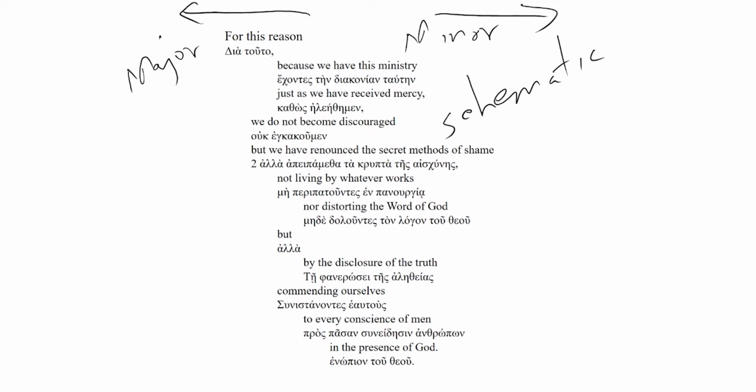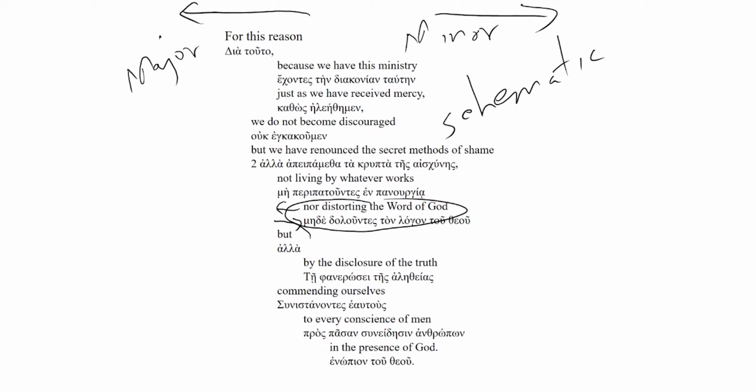I will be making interpretive decisions as I create this schematic, and I look for parallel clauses to help me make these interpretive decisions. For example, we have an issue with this clause right here, nor distorting the Word of God. Does that explain not living by whatever works, or is it parallel to not living by whatever works? In other words, does it come out here, or is it diagrammed in here? Now I have diagrammed it as subordinate, so nor distorting the Word of God explains not living by whatever works.